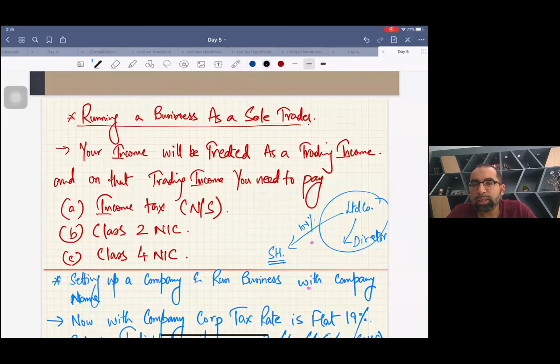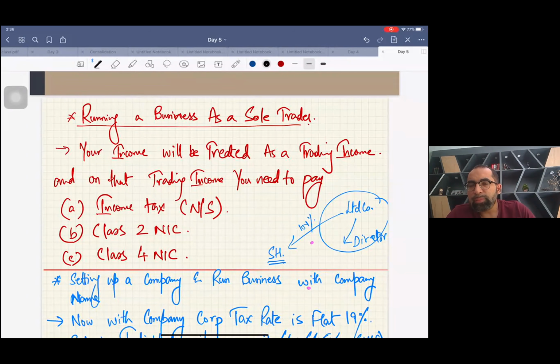And for this trading income, you need to pay three things, as you have studied. Number one, trading income is treated as non-saving income. For that non-saving income, you need to pay income tax.